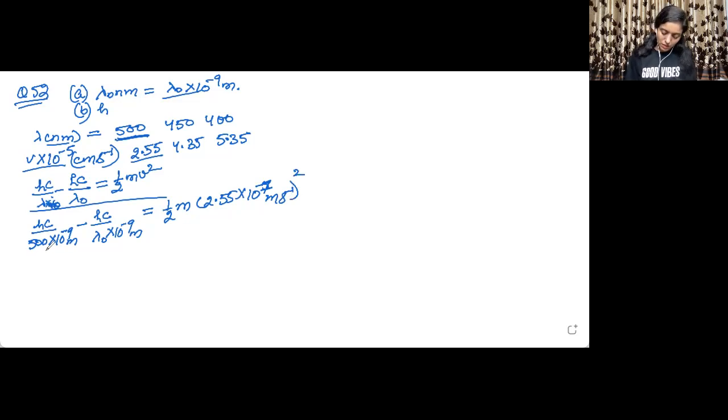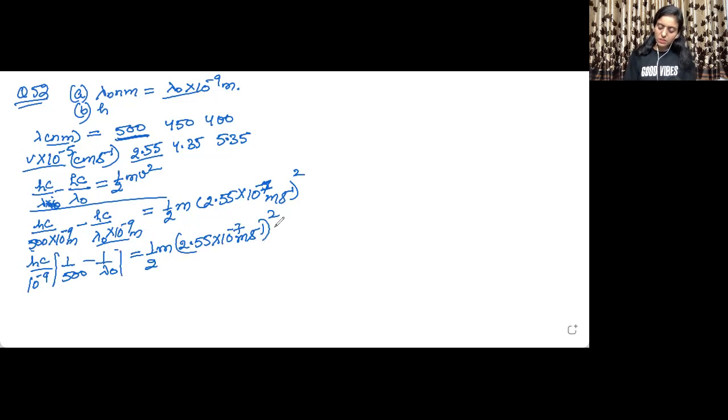Now whatever you can take common, take common. So hc upon 10 raised to the power minus 9, you can take common, times 1 upon 500 minus 1 upon lambda naught, equal to 1 upon 2 m times 2.55 into 10 raised to the power minus 7 meter per second whole square. This is equation number 1.